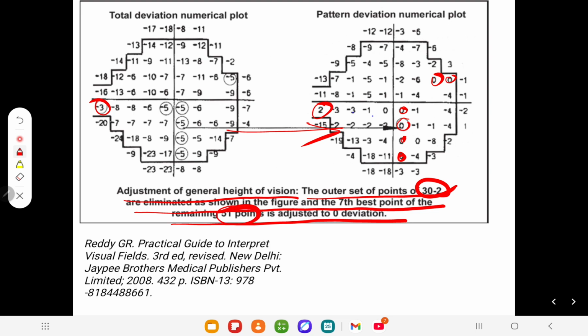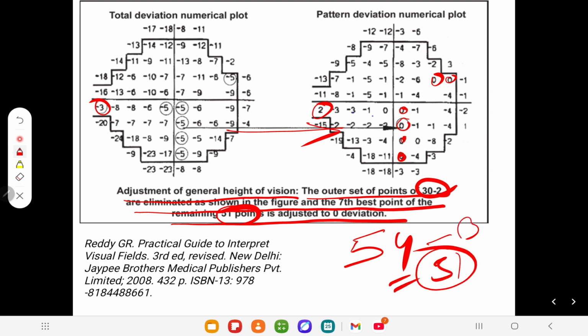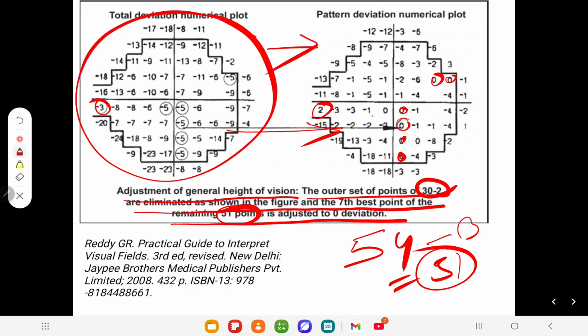Okay, so let it be. We are not concerned with the outer, but the inner, which is the 51 positions. 51 means the 54 positions of 24-2 minus the 3 points in the blind spot. That's why we remove them. We are concerned with the 51 points. Out of 51, the seventh position is -5. So we want to make that -5 into 0. That's why we add +5. Whenever we add +5 to everything in the total deviation numeric plot, you get the pattern deviation. Okay, that's the magic of the seventh point.